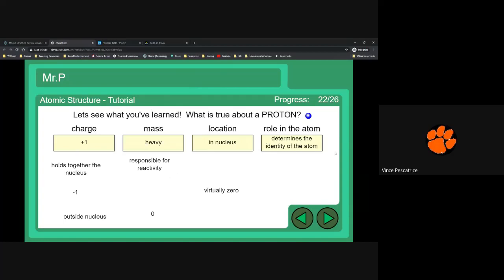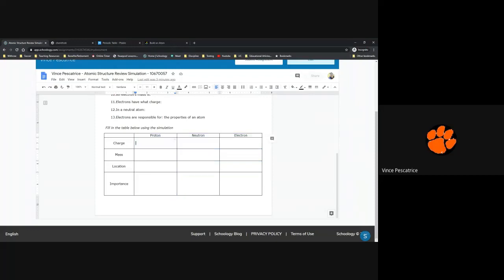Then you're going to use this information to fill out your table. So the proton, the charge was +1. Mass is heavy. Location was in the nucleus. And the importance is it identifies the atom. So that's how you fill in this table.